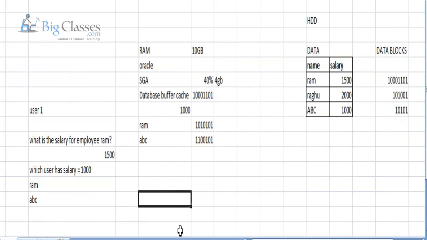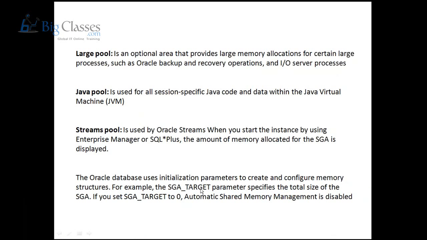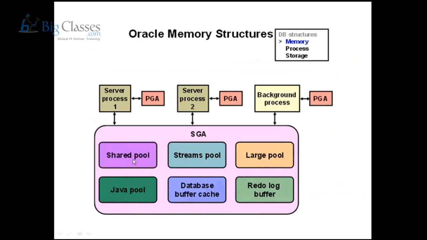And there is a parameter called SGA_TARGET. Okay, so you will set SGA_TARGET equal to 4 GB. That 4 GB is automatically distributed among the shared pool, streams pool, large pool, Java pool, buffer cache, and redo log buffer. It is automatically distributed. You do not have to worry. But if you do not use that parameter SGA_TARGET, then you have to set this value individually for each of these components, right? For the shared pool, you have to set say 1 GB, for the streams pool half a GB, for the large pool 2 GB. You have to set each of them individually, and that is not recommended, okay?